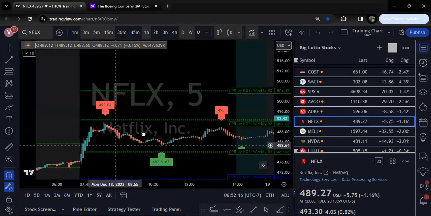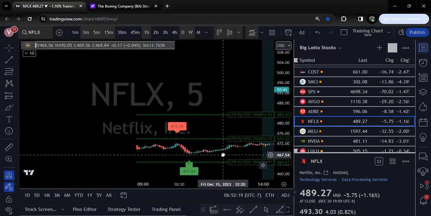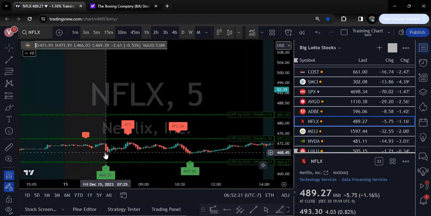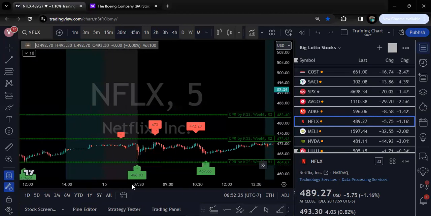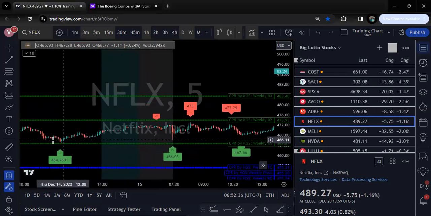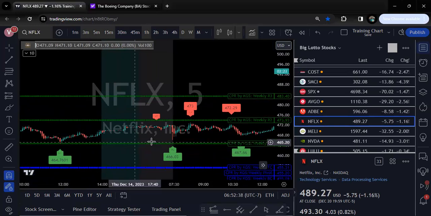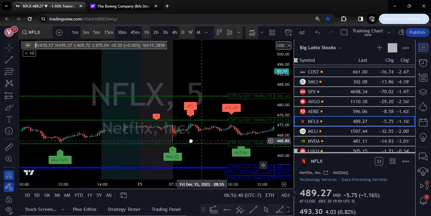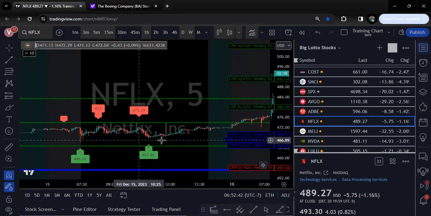So from Friday and Monday, here Netflix had a double bottom. And I said you have to go to a lower time frame to see these double bottoms and triple bottoms. Don't be on the daily chart saying, I'm looking for a double bottom. You won't see it. Okay. So this was a higher low, 464, 466, 467. That's a double bottom. This happened on Friday, and that's why it went up.